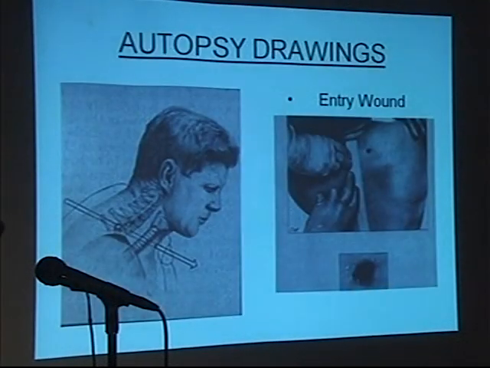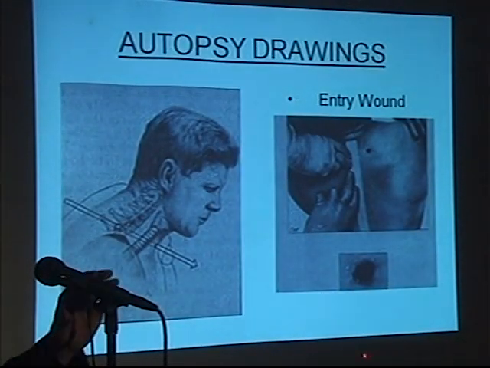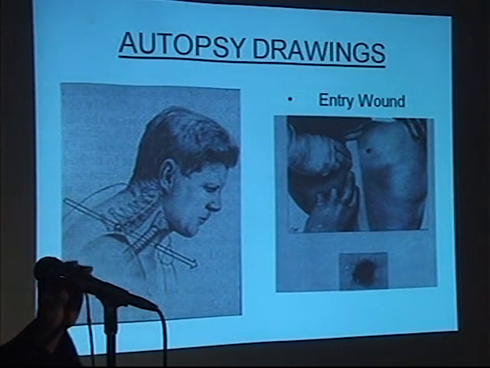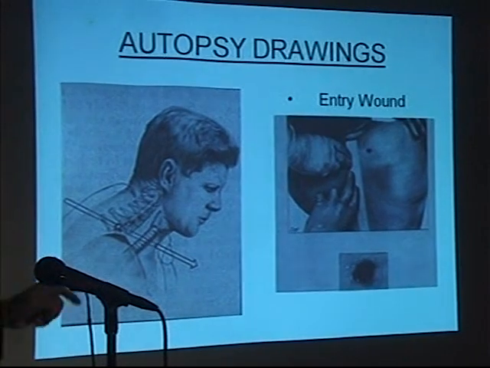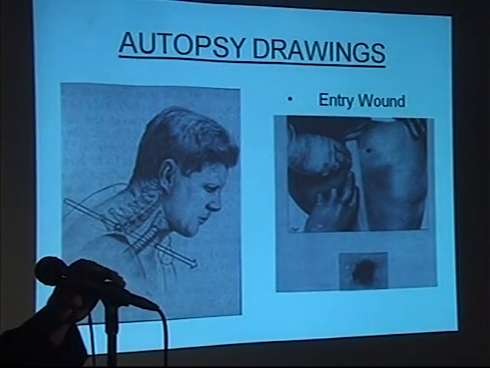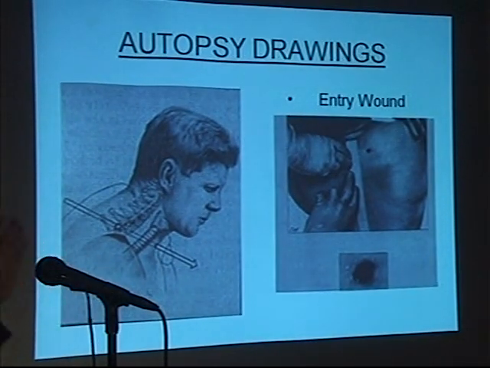Next slide. Now, in order to explain this, initially what they had is they had Kennedy kind of going like this to explain how you could have such a weird trajectory from the rear. But when the Zapruder film came out, you could see that Kennedy was sitting straight up. Next slide.